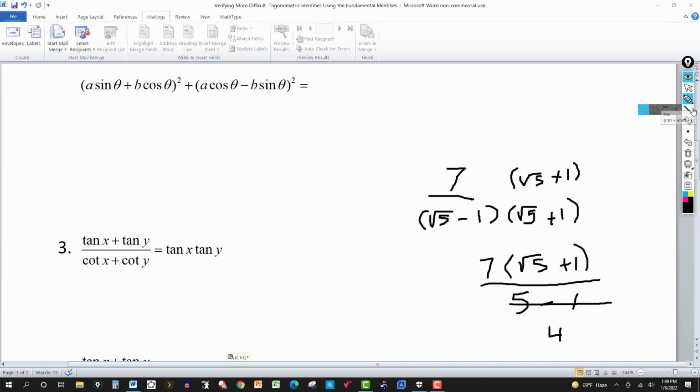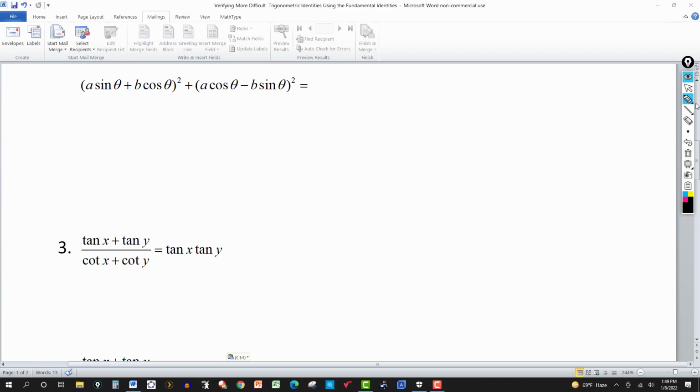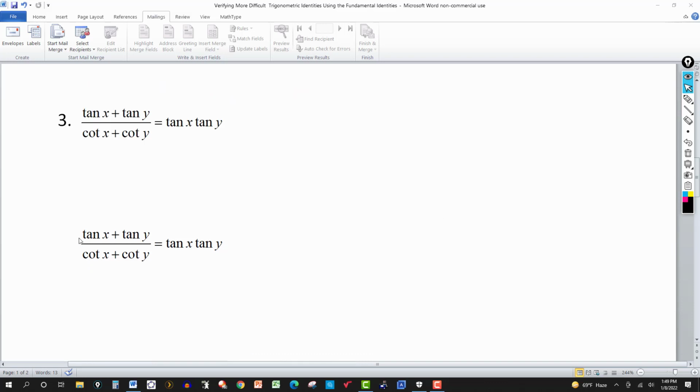Well, you use the same ideas in some of these problems. So again, I picked the left side, tangent of x plus tangent of y over cotangent of x plus cotangent of y, which is equal to this. Write it this way. If I look at the right side of this identity, I have tangent of x times tangent of y, which I can write over 1. That's the same thing. So what do I have on the right side? In the numerator, I have tangent of x plus tangent of y.